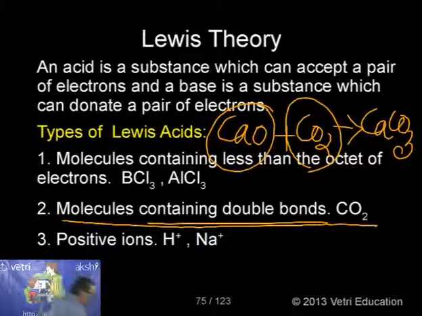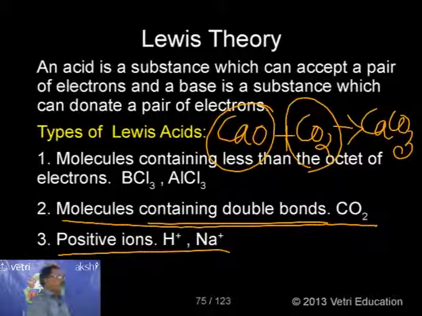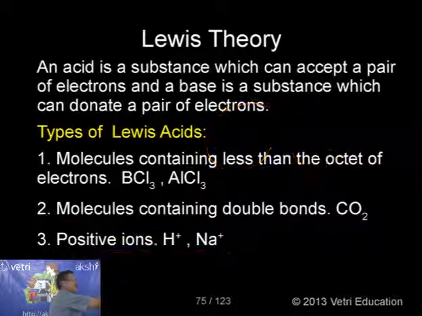Second type. Third type: all positive ions will behave as Lewis acids. H+, Na+, Cl+, anything. Any positive ion will behave so. So there are three types of Lewis acids. One is molecules containing less than an octet of electrons, for example boron trichloride, aluminium trichloride. Molecules containing a double bond, specific example carbon dioxide. And positive ions. These are the three types of Lewis acids.